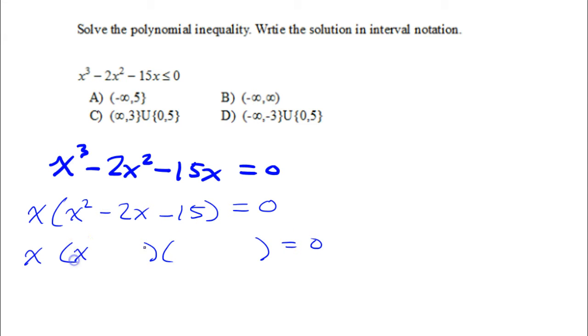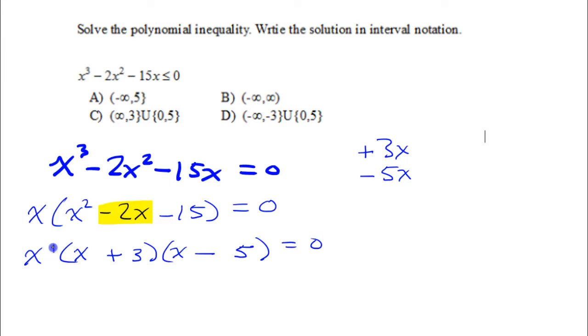X squared can only be factored as x times x. 15 is probably going to be 3 times 5. Inner plus outer equals middle. Inner, I've got 3x. Outer, I've got 5x. Okay, I'm trying to get a middle of negative 2x. So I can get negative 2 if I have a positive and a negative. Positive 3 and a negative 5 makes negative 2. So that means positive and negative here. Also, that makes negative 15 because positive 3 times negative 5 is negative 15.